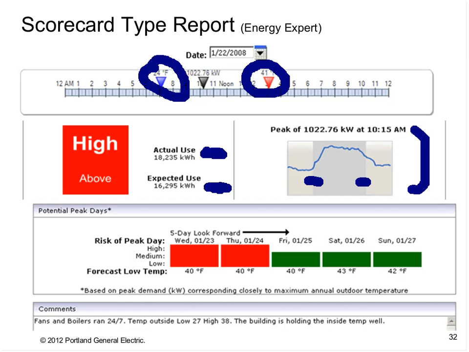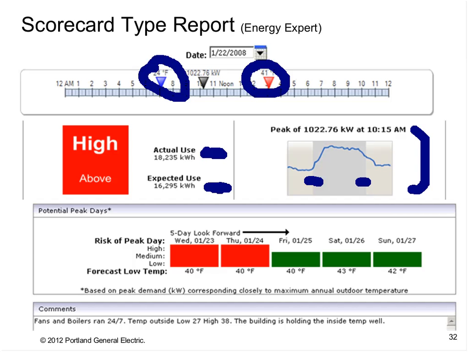This next piece down here, potential peak days, uses the weather data and the weather forecast to see if you're at risk of exceeding your peak demand.